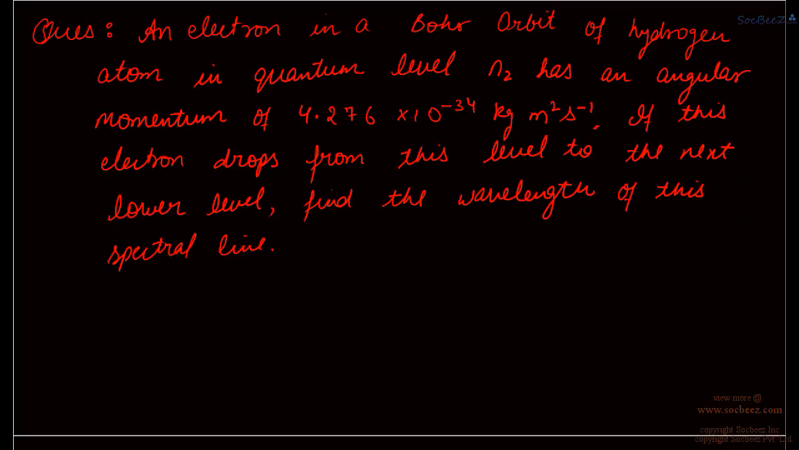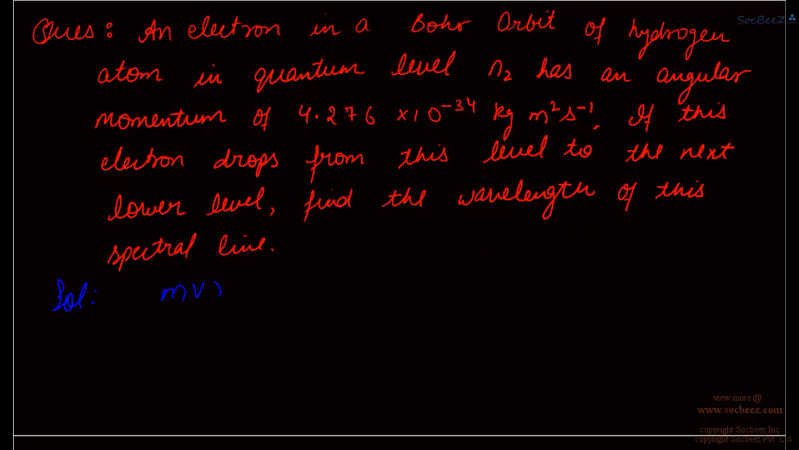So first, this question is asking us to find the principal quantum number in which that particular electron is residing, and then when that electron comes down from that level to the lower level, what will be the wavelength of that particular spectral line. So to start with the solution, first we need to find out the value of the principal quantum number in which the electron is there.